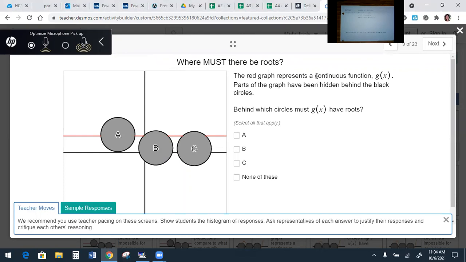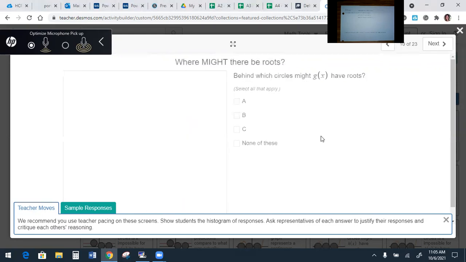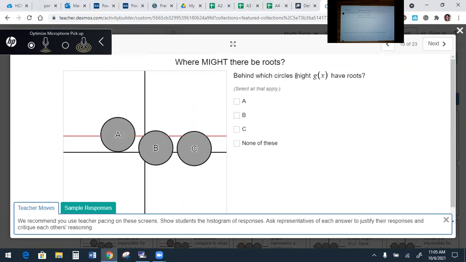The red graph represents a continuous function. The function is continuous. There's no breaks or holes or gaps or asymptotes or other problems. All right. Where must there be a root? Like there has to be one. Yeah, none of them, right? Which ones might have a root? Like it's possible, but we're not sure. Some of them could have a root. Which one would it be like possible? Like we aren't certain, but there might be one.